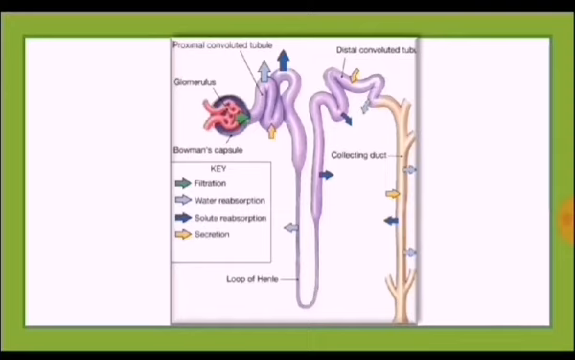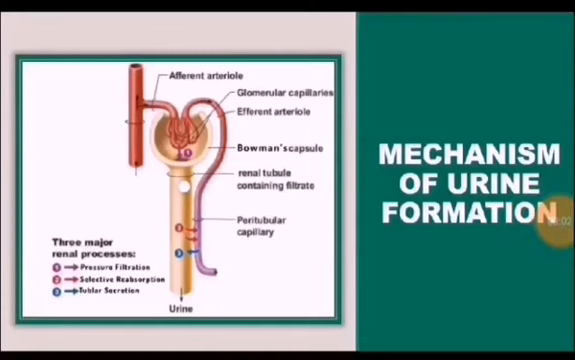The selective reabsorption of glucose occurs through proximal convoluted tubule, whereas the reabsorption of salts occurs through ascending limb and distal convoluted tubule. The tubular secretion occurs in proximal as well as in distal convoluted tubule. This diagram represents the direction and occurrence of the three processes of urine formation.